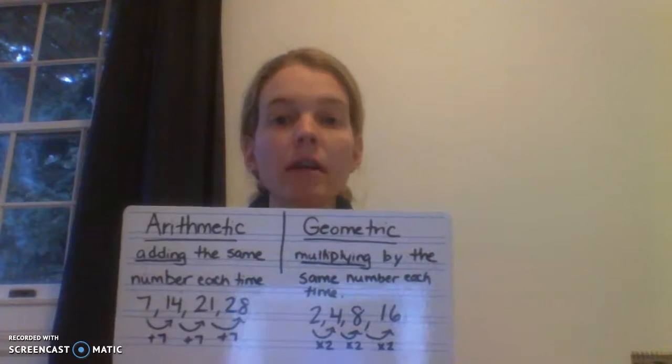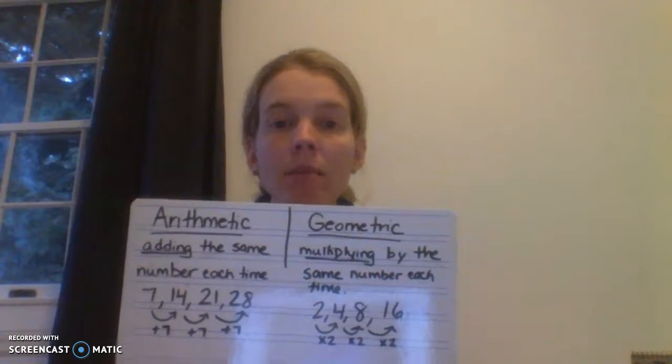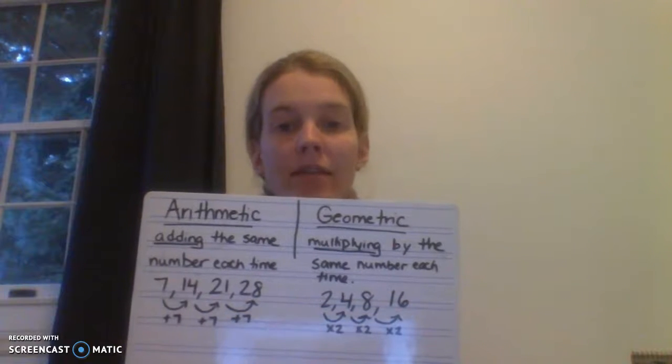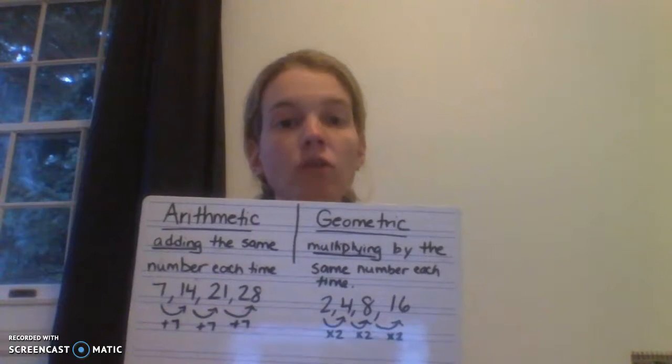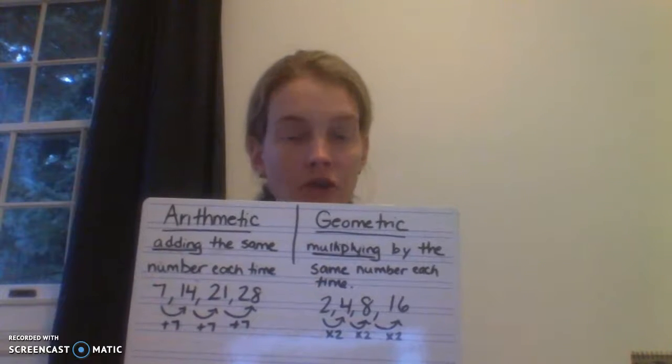Geometric is a little bit different. It's multiplying by the same number each time. So you'll get a pattern like 2, 4, 8, and 16. And you'll notice that the pattern is that you're multiplying by 2 each time. So just know the difference between arithmetic and geometric.